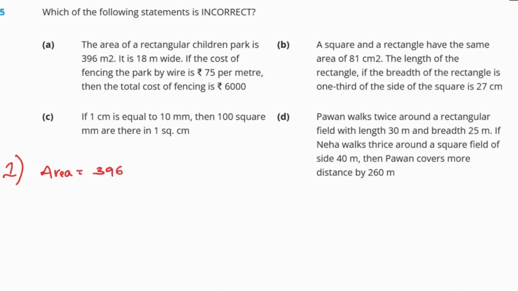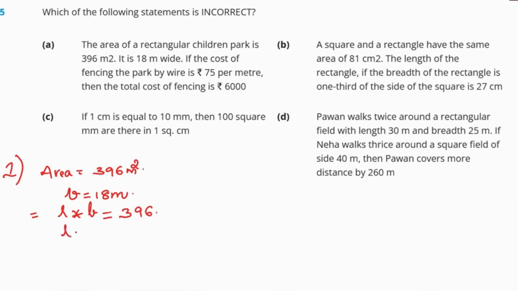In this first statement, the area of the children's park is 396 meters square, and the breadth is given as 18 meter. The cost of fencing the park by wire is 75 per meter. First we will find out the length. The formula for the area of a rectangle is L into B, length into breadth, equal to 396. That is our area.